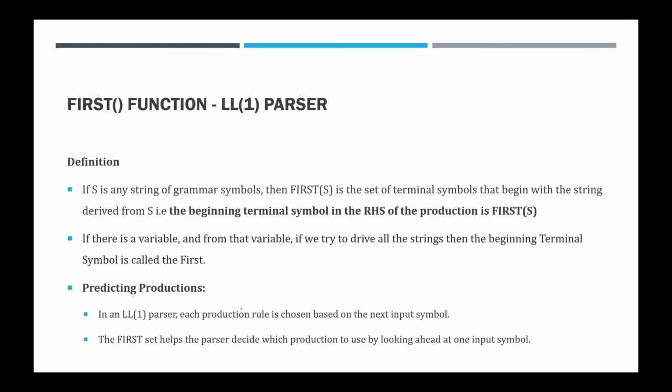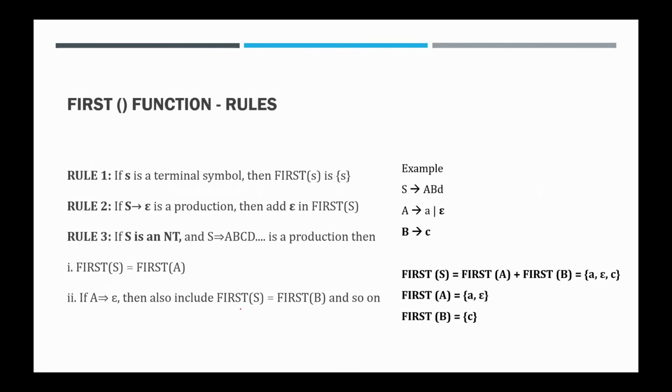As I said, in LL(1), the 1 mentioned inside the bracket means that it is a lookahead. So this first set will help to find that lookahead. Now we'll see the rules for finding the first. Rule 1: if S is a terminal symbol, then first of S will be the same terminal, no issues. If the production has S tends to epsilon, then add epsilon to first of S.